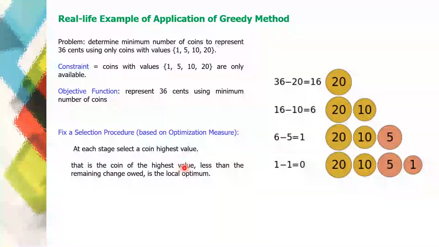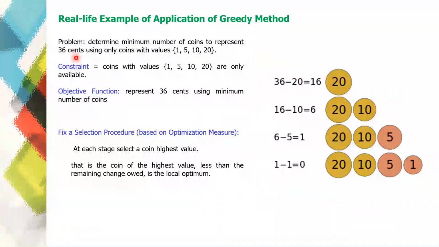So here is a real life example of when you would go for a greedy approach. You have been given some coins with values 1 rupee, 5 rupees, 10 rupees and 20 rupees. These are the 4 types of coins you have. Determine the minimum number of coins to make 36 rupees, using only these 4 types of coins.